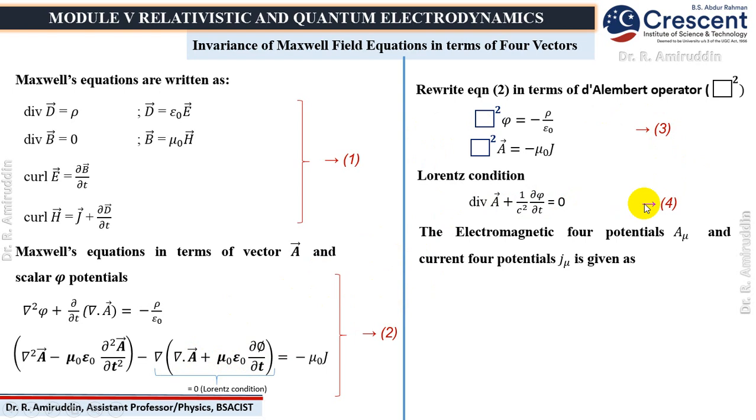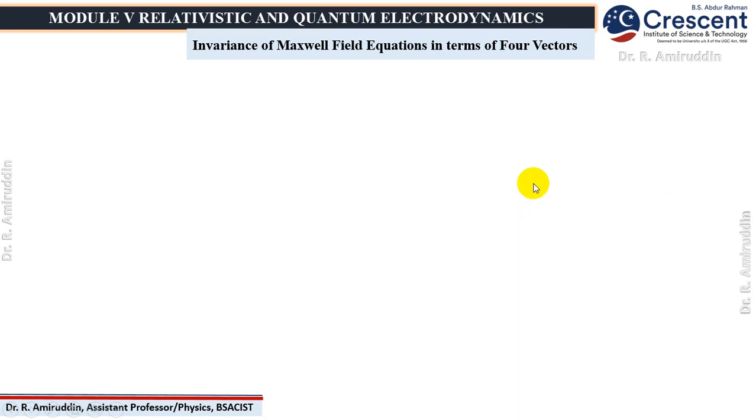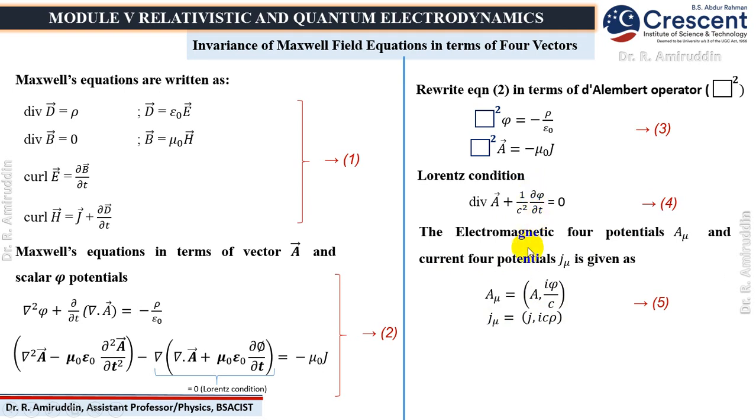Now the electromagnetic 4 potential A mu and the current 4 potential J mu will be given as A mu is equal to A comma i psi by c, and J mu, current 4 potential J mu, is equal to J comma i c rho. Let us label this equation as equation number 5. Now we will apply the Lorentz transformation to the equation corresponding to the 4 potentials and current 4 potentials.